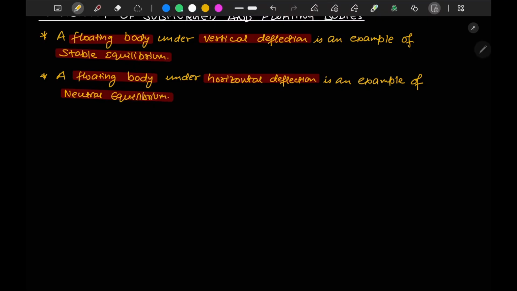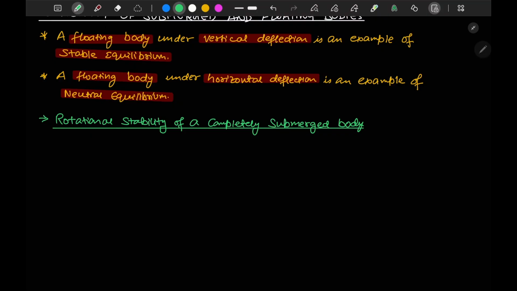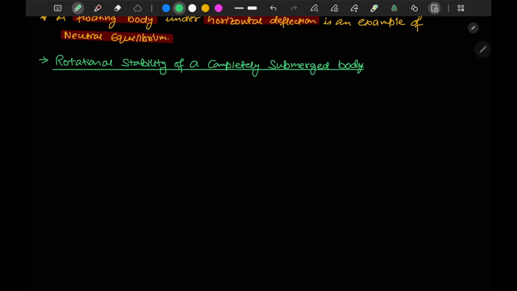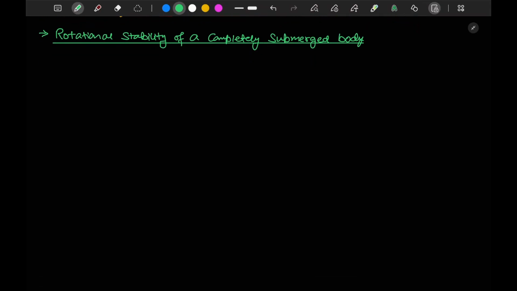So let me put a heading here first: rotational stability of a completely submerged body. Okay, so this is your topic, and here we will start. If I talk about rotational stability, first let's consider the body.